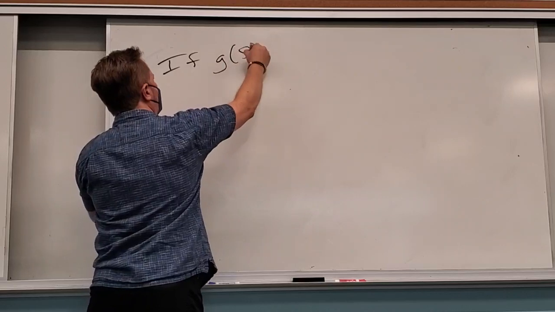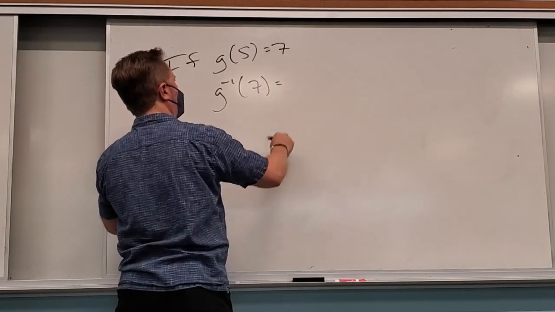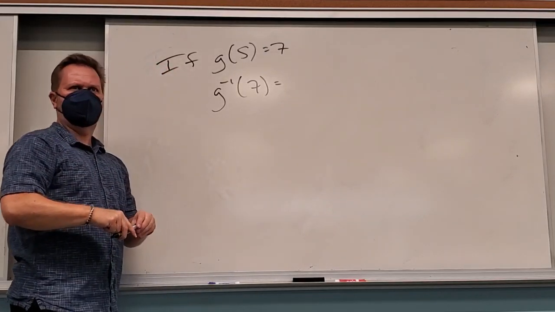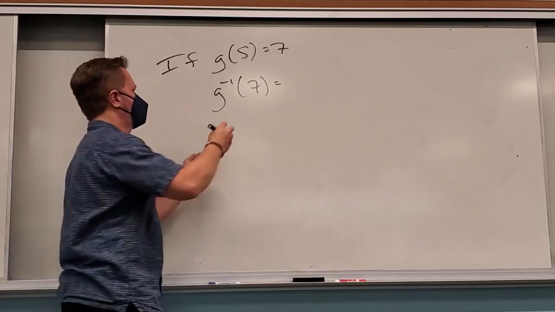If g of 5 equals 7, what's g inverse of 7? 5. That's basically exactly what we just were talking about.